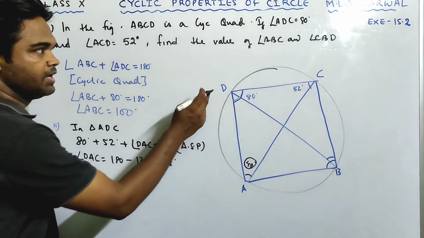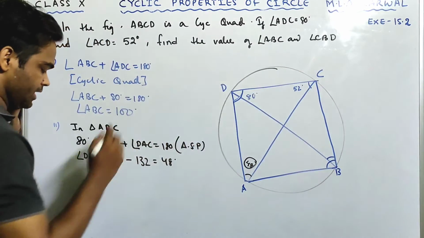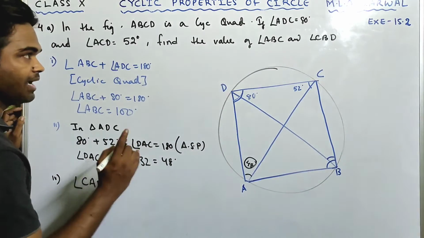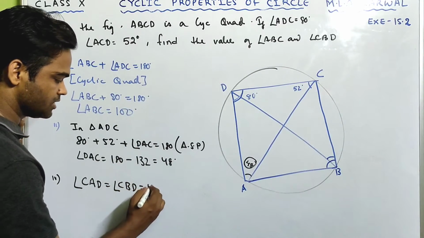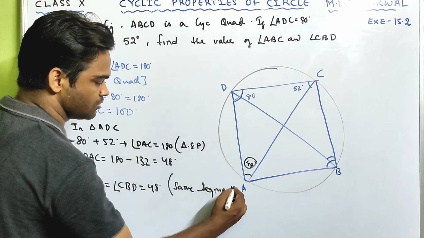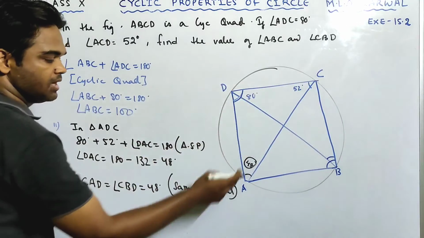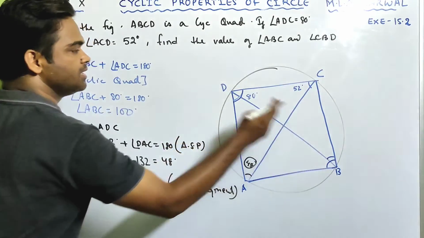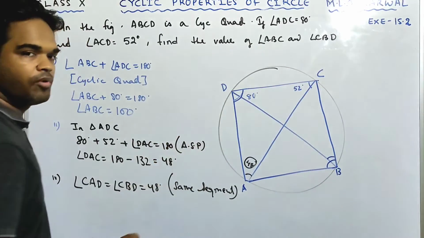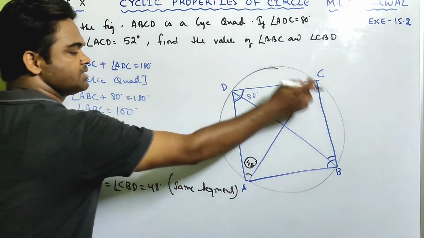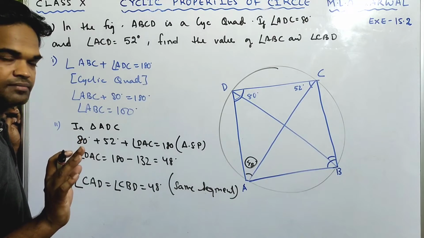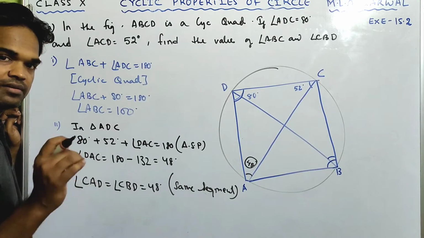Okay, now look carefully. CAD, which is also angle CAD, and angle CBD will be equal because they are in the same segment. Look carefully, if they are in the same segment then both angles will be equal. CAD, CBD, same segment. They start from C. These are the points C and D. So CAD, CBD. They're in the same segment. Done. Now let us look at the next sum.